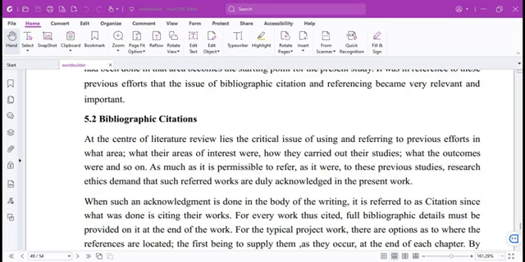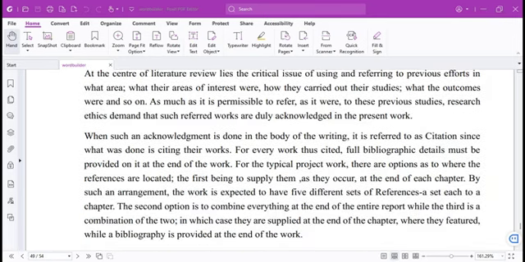When such an acknowledgement is done in the body of the writing, it is referred to as citation, since what was done is citing their work. For every work thus cited, full bibliographic details must be provided on it at the end of the work.